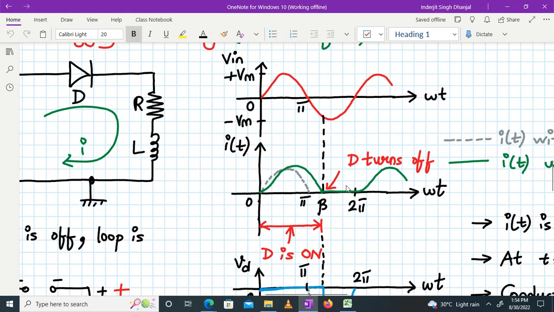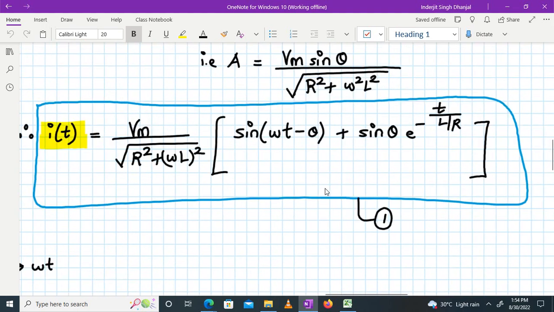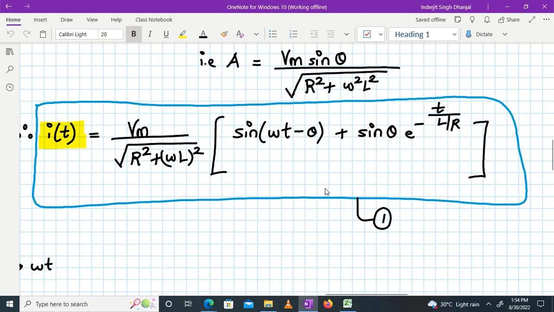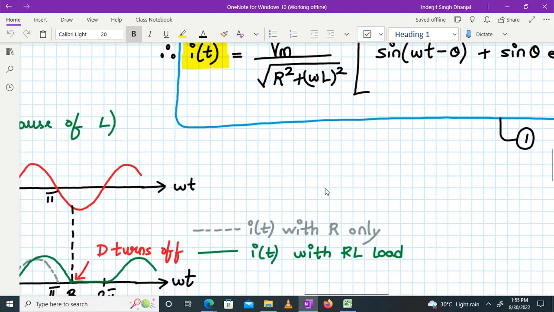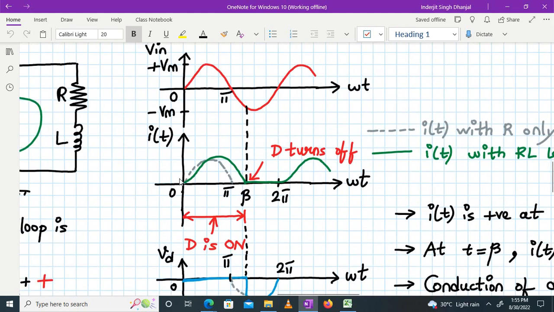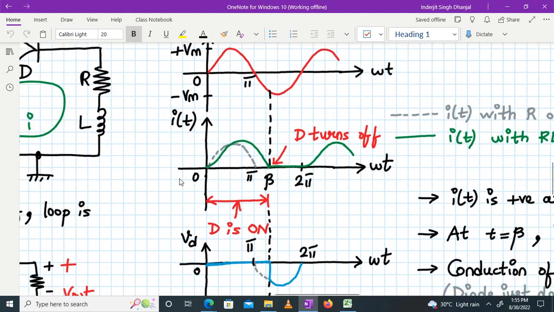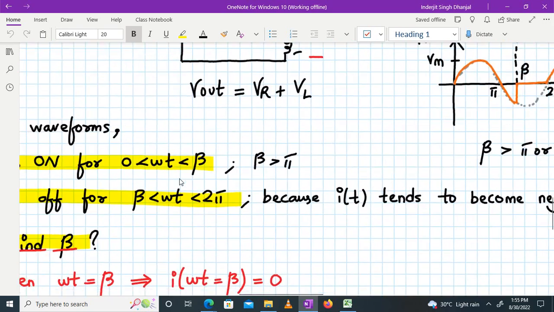Now mathematically, if you want to find it, this shape of I of t is not sinusoidal. It's defined by this equation. So if you try to plot it in MATLAB, it will give you this wave shape. This wave shape is not a complete sinusoid. Now let me show you the exact expression.